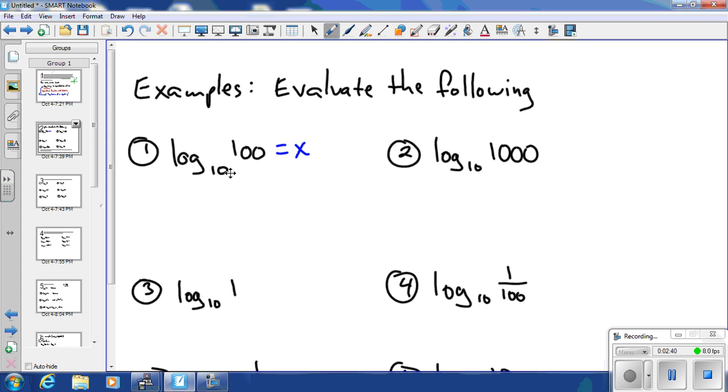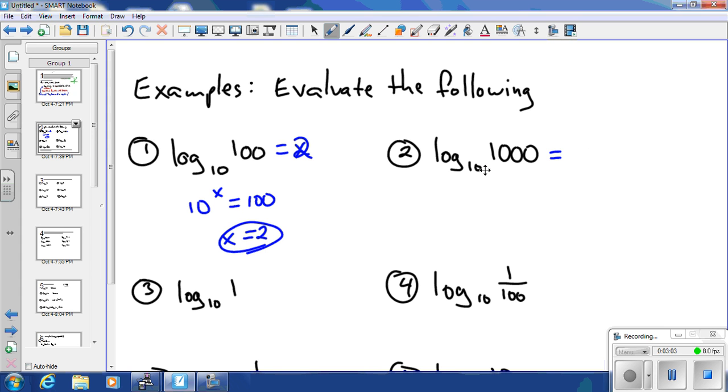Okay, so this means 10 to what power equals 100? 10 to the x power equals 100. Hopefully it jumps out at you that x would have to equal 2. So I could say that log base 10 of 100 equals 2. Again, pause anytime you want here and resume and see what the solutions are.